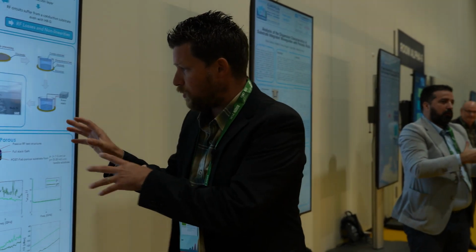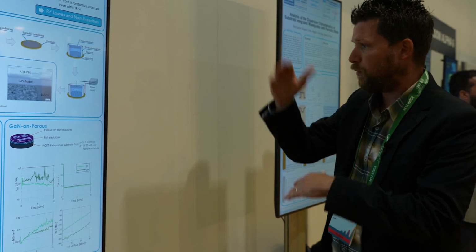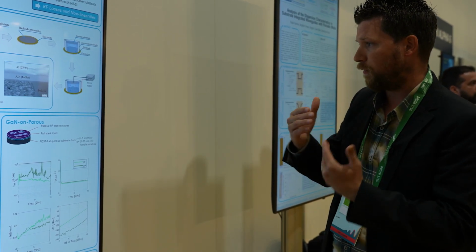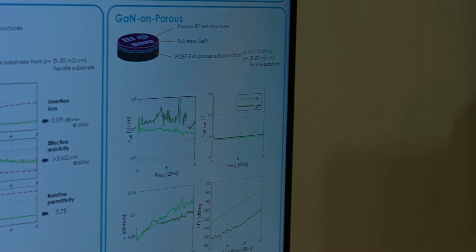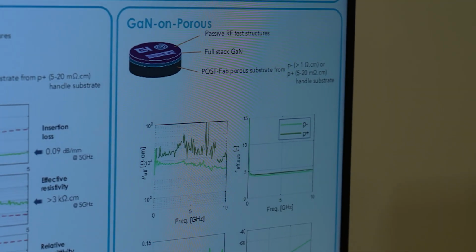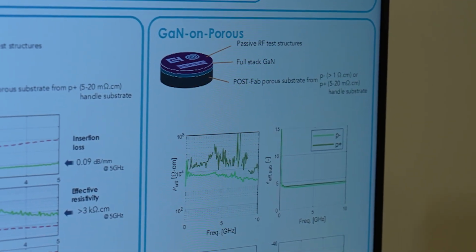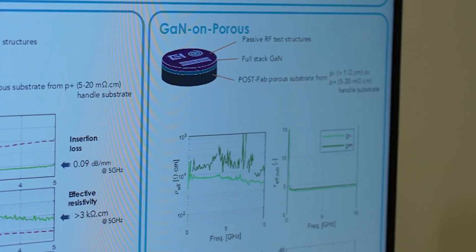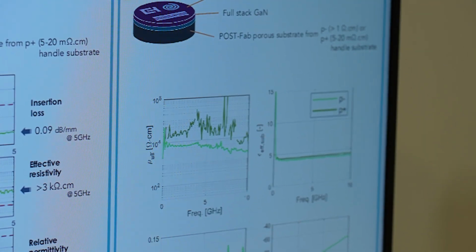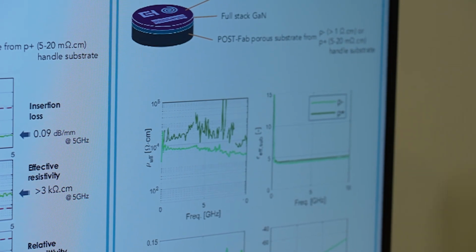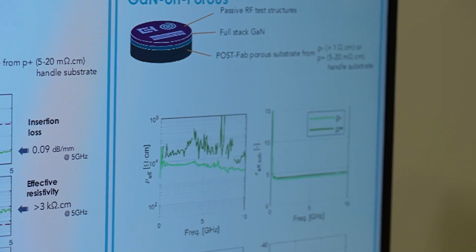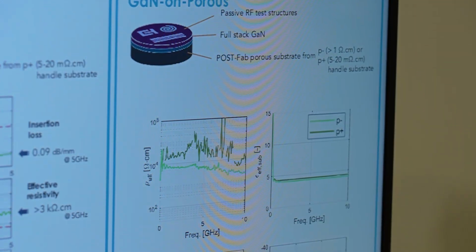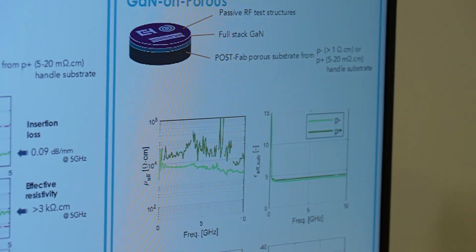We do that also on GaN-on-Porous silicon with the full stack of GaN technology, and we can see here the result is pretty much the same as on the AlN on porous silicon. Then we can conclude that the porosification of the silicon substrate can improve the properties of the substrate for the RF application. Thank you.